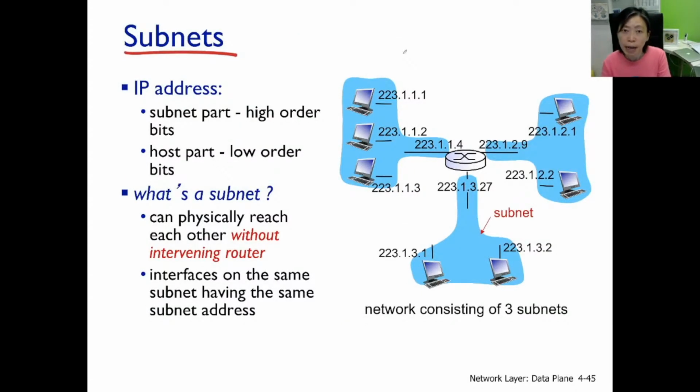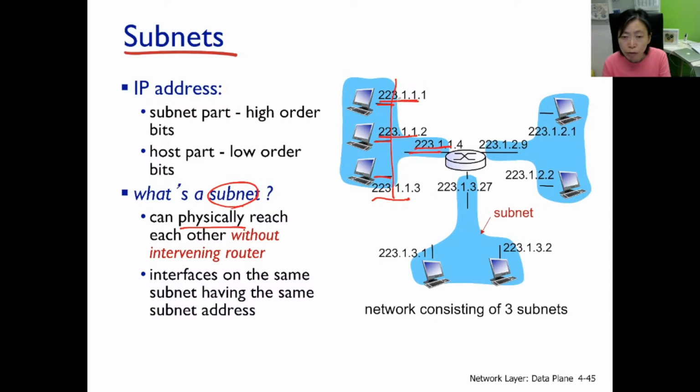Something else about the IP address you should have a rough sense about is this. You might have seen that the machines nearby, the IP addresses for their network interfaces might look alike, especially the first few numbers. So 223.1.1 seems to be shared by these interfaces that are physically connected. Those interfaces that are physically connected to each other belong to a subnet.